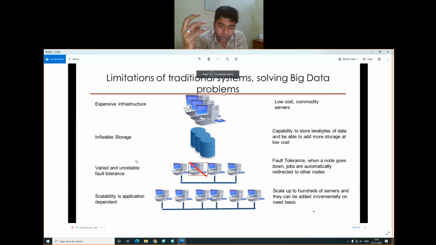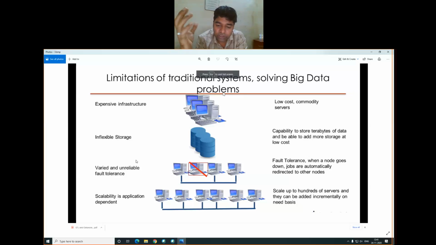From this diagram we know that when we fetch the data, Hadoop is capable of storing terabytes of data, basically, and is able to store it at lower cost also. In the traditional system, fault tolerance is unreliable. What is basically fault tolerance?